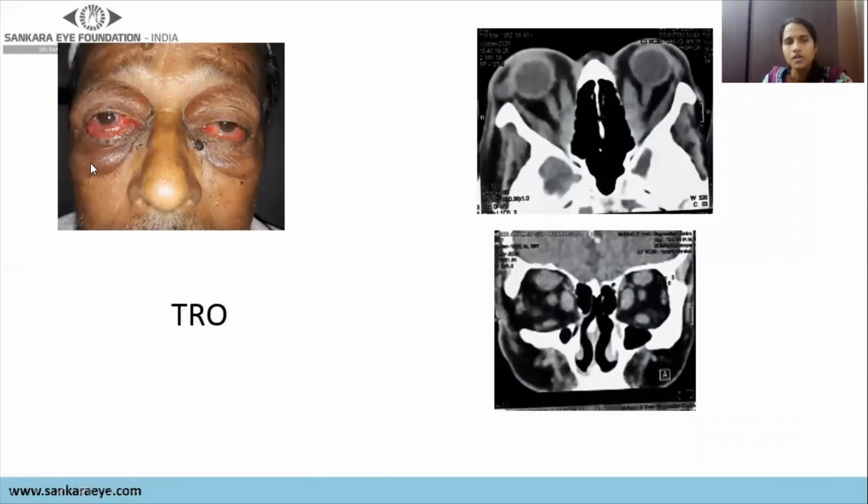Next, an elderly patient with a known case of thyroid disease, presenting with acute proptosis with swelling and chemosis. This is again a CT scan orbit axial section, soft tissue window, contrast image, showing proptosis in both eyes. There is fusiform thickening of the extraocular muscles, sparing the tendon, and the orbital fat plane is also clear. And this is TRO, thyroid related orbitopathy.